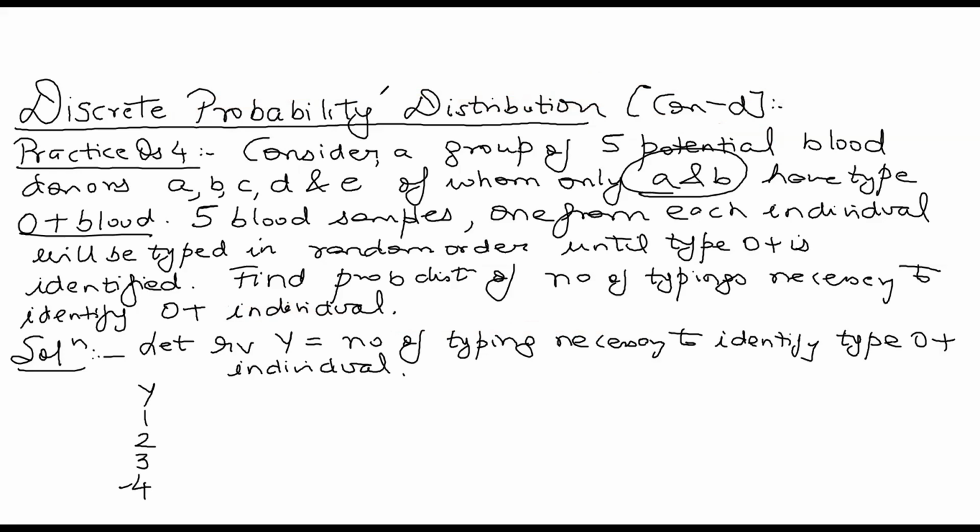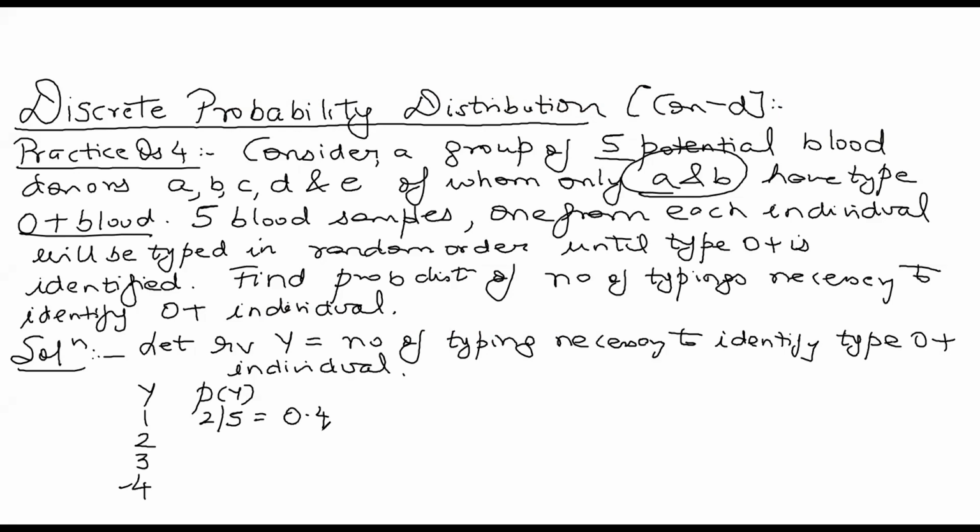So I hope students have understood y is not going to take the value 5. It's going to take the value 1, 2, 3, and 4. Now, what's the probability? What is the probability that you type the first individual and luckily that person is a type O plus? Now 2 out of 5 have type O plus. So my probability is 2 by 5, which is 0.4.